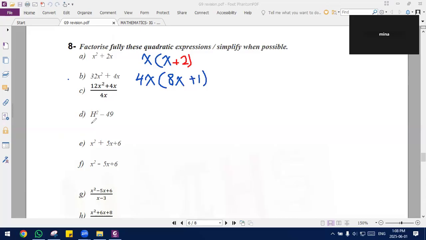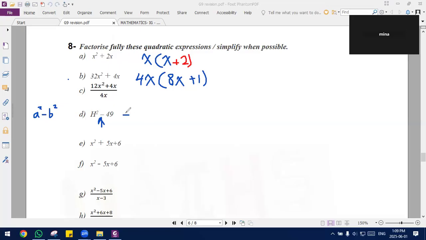Now, h squared minus 49. We need to factorize it. This one is called the difference of two squares, because there is a minus, like this: a squared minus b squared. Can I write 49 as something squared? 49 is 7 squared. Do you know what it is? 7.